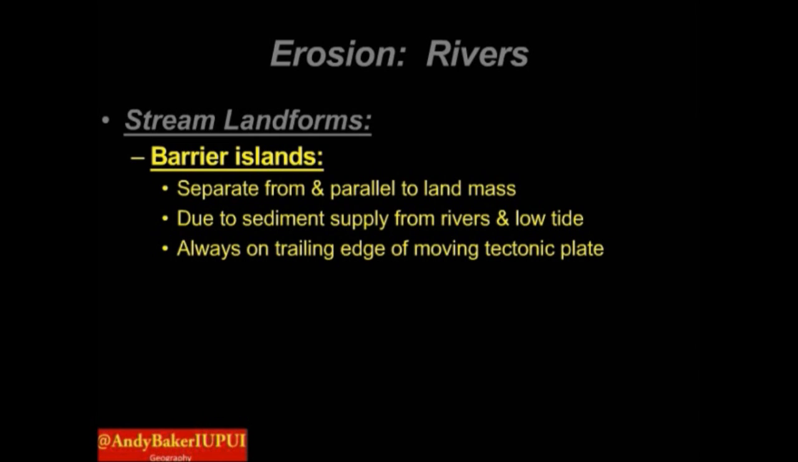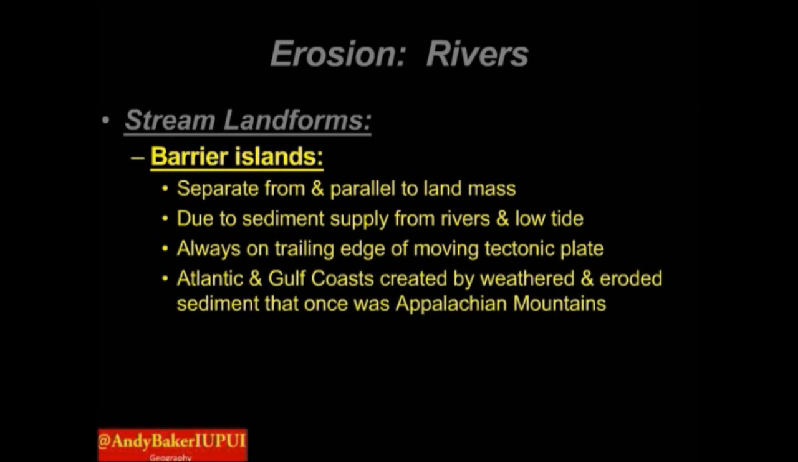Whereas in the Atlantic side, we don't have that. So the Atlantic side of North America is what we would typically think of the trailing edge of that moving plate. And so the Atlantic and Gulf coasts, we've got the weathered and eroded away sediment that once was the Appalachian Mountains, which in many respects is the sediment that has created the barrier islands.